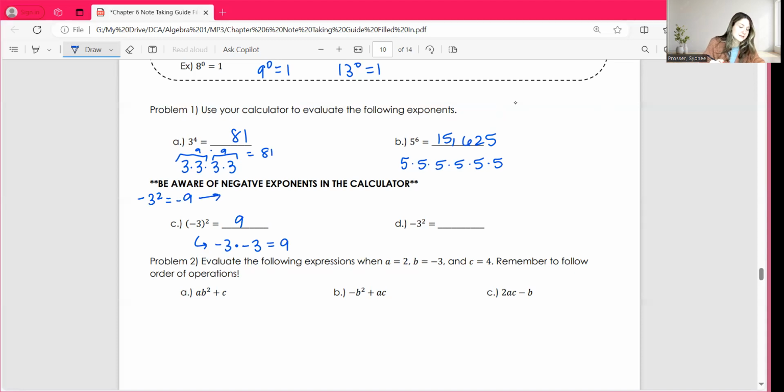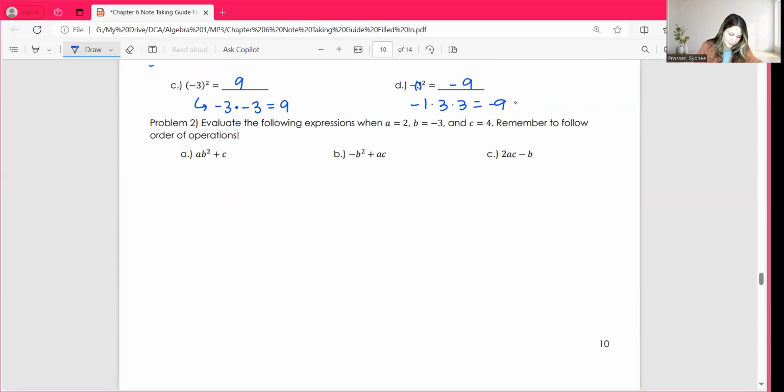This one actually has that negative, like a secret -1 in the front, times 3 times 3. And look, there's only one negative. That gives me a -9. So be really careful with a calculator when we have a negative in the front of a number. And so that's this other example. This gives you -9 because that's -1, and just that 3 is getting squared. That's why. Okay.